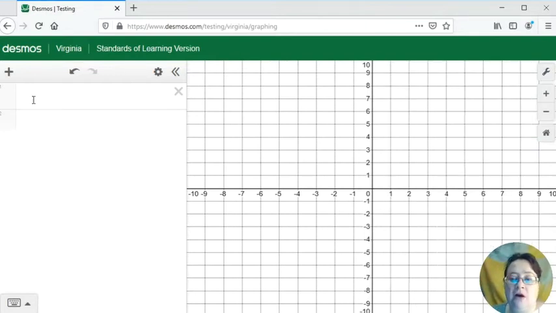Keep in mind, on our Canvas page, at the top of our modules is a section for Desmos tutorials, and the adjustment of your settings does have an explanation in there as well if you ever forget.